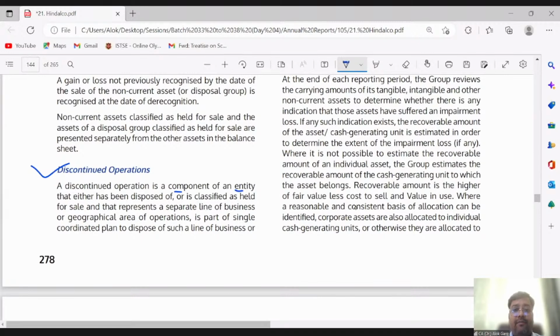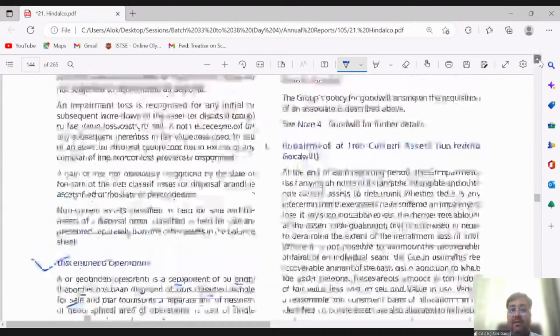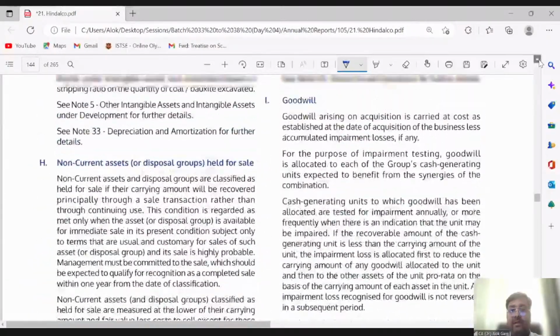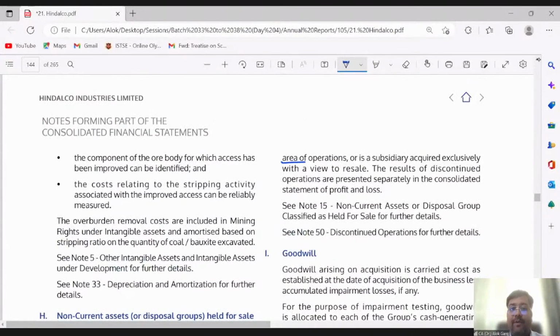Discontinued operation is a component of an entity that either has been disposed of or is classified as held for sale and that represents a separate line of business or geographical area of operation, or is part of a single coordinated plan to dispose of such a line of business or area of operations, or is a subsidiary acquired exclusively with a view to resale. The result of discontinued operation are presented separately in the consolidated P&L. See note number 15 for non-current assets or disposal group, note number 50 for discontinued operations.